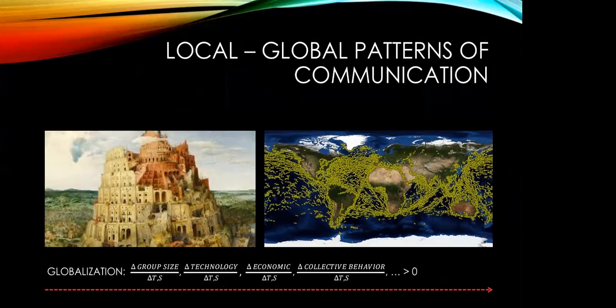Technological innovations have definitely increased. The economic prosperity at large for our civilization has increased, let's say, from antiquity until modern times. Our way of displaying collective behaviors has increased. So there is an increase in diversity and also an increase in magnitude. This is what globalization has done for our civilization. And especially we have seen this accelerating in the past century or so.